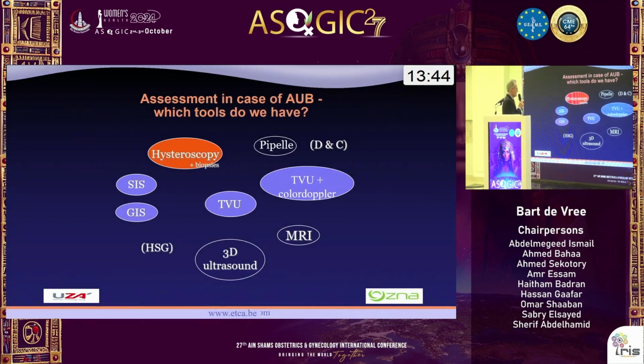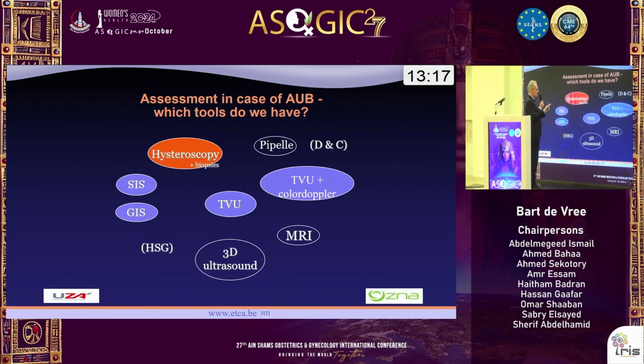What are our tools to do our assessment in case of abnormal uterine bleeding? If I talk about abnormal uterine bleeding, I specifically talk about the cavity and the endometrium. Of course, we always start with our transvaginal ultrasound and the Doppler.